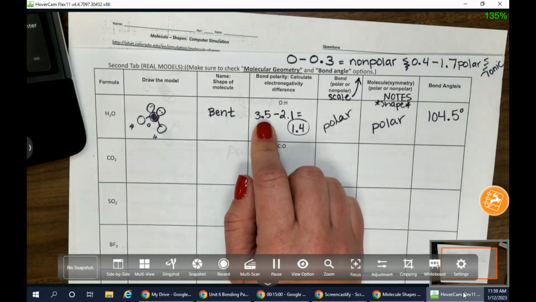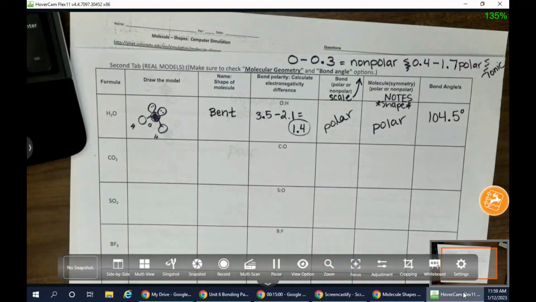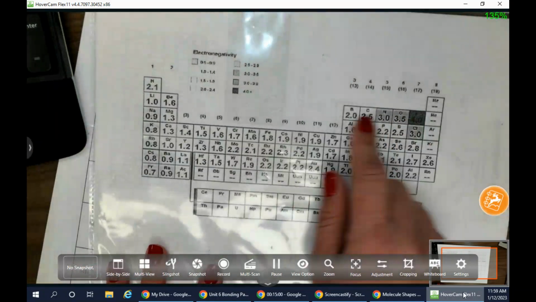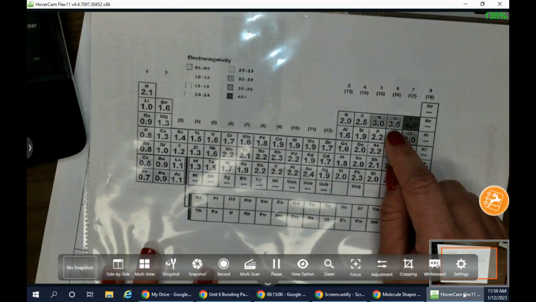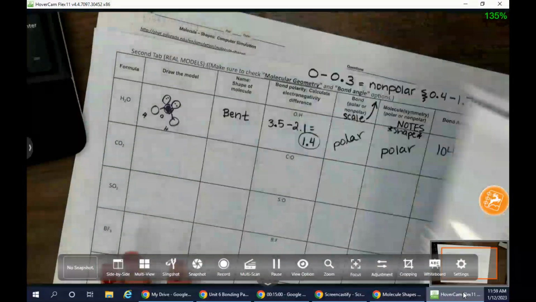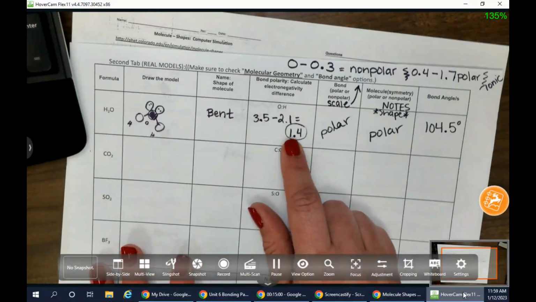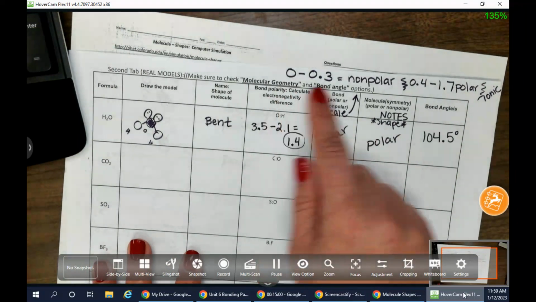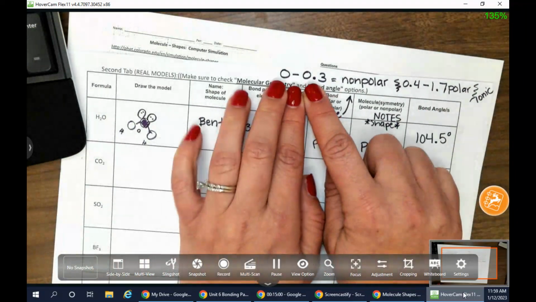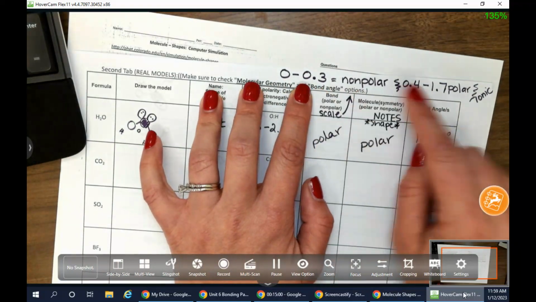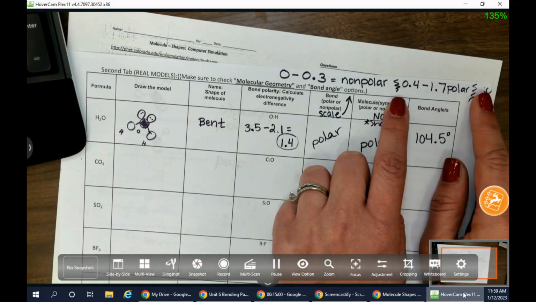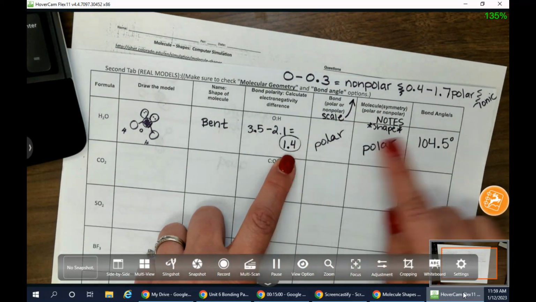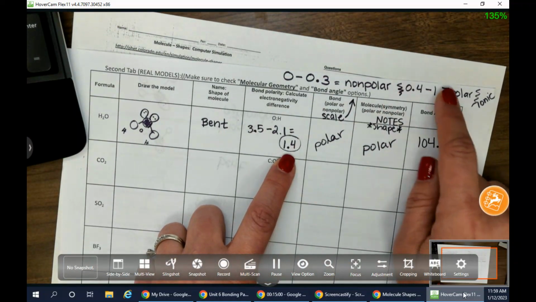Then this bond polarity, just a reminder, came from your electronegativity values that are on your little resource page that you have on your desk, right? Or if you don't have that, then you can look it up online. So we had oxygen was 3.5, hydrogen was 2.1. So we went ahead and subtracted them to get the number 1.4. This column, we had to look at where it fell on our scale. So we made this scale yesterday. 0 to 0.3 was nonpolar, 0.4 to 1.7 was polar, and then above that would be ionic. So 1.4 fell into this spot right here, which is polar.